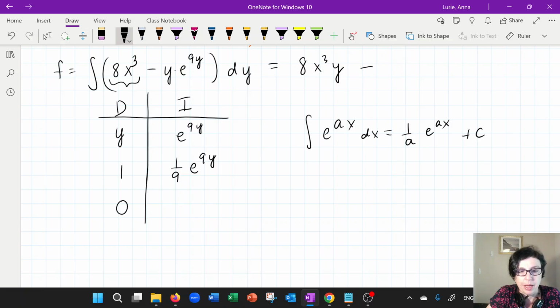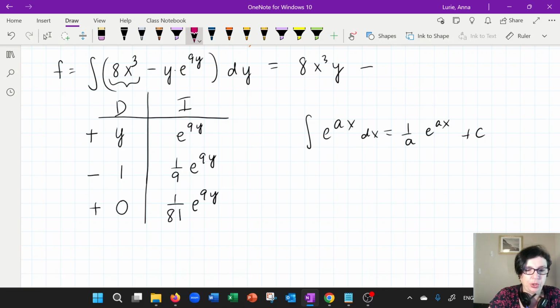Now integrate one more time. Another 1/9 is going to go to the front. 1/9 times 1/9 is not 1 over 18. That's actually 1 over 81. Okay, and then we get e to the 9y again. Okay, one more step here. First of all, the rows have to have alternating signs. So we're going to start with the plus. We'll always start with the plus, then minus, and then plus. The final step is to multiply this way, and stop. That's it. We're done with the integration by parts.